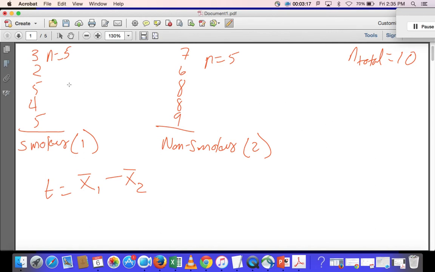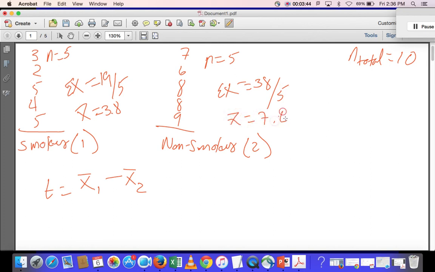So in our specific case, the sum of X for our smokers group is going to be a value of 19. We're going to divide that by 5, and that's going to give me an average equal to 3.8. For my non-smokers group, I have the sum of X equaling a value of 38, and we're going to divide that by a value of 5, because again, that's my sample size, and that's going to give me an average equal to 7.6.